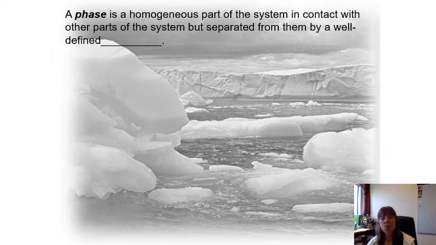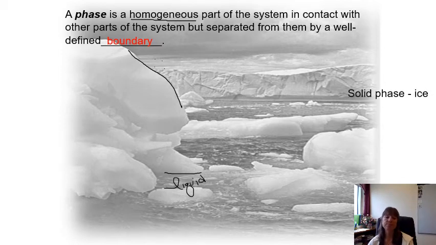But a phase is a homogeneous part of a system in contact with other parts of the system, but separated from them by a well-defined boundary. And the boundary you can see just to draw along here. There's a boundary between the solid ice and the gas outside of it. And there's a boundary down here between solid ice and the liquid water down below it. So those are boundaries. And those are different phases of the system.